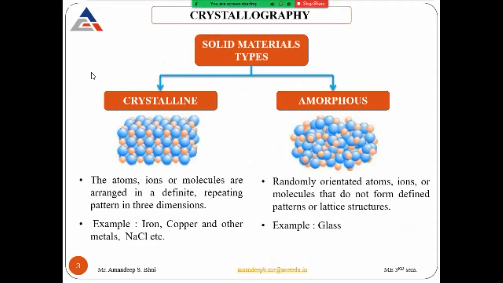Now in the crystalline solid, the atoms, ions or molecules are arranged in a definite ordered repeating pattern in three-dimensional form. Examples of crystalline solids can be iron, copper, other metals, and sodium chloride. So these are all examples of the crystalline solids. Okay. And as discussed before, amorphous solids are randomly oriented atoms, ions or molecules that do not form a defined pattern or lattice structure. The example may be glass. So glass is an amorphous solid.